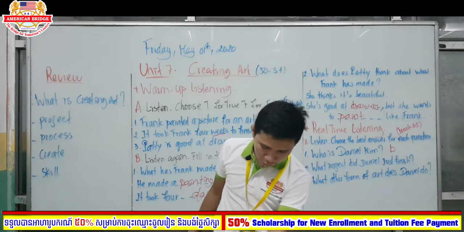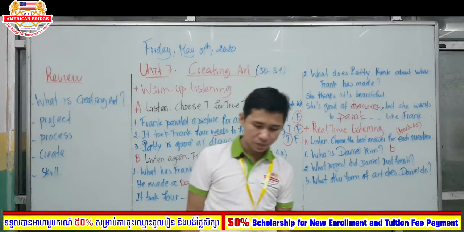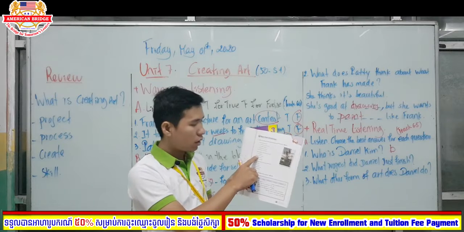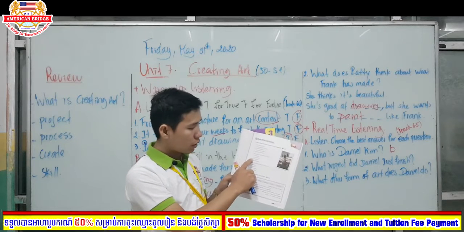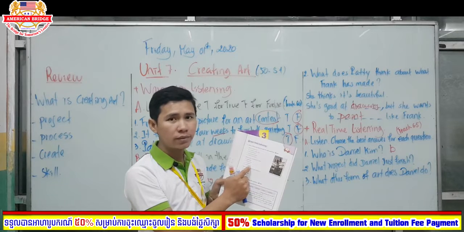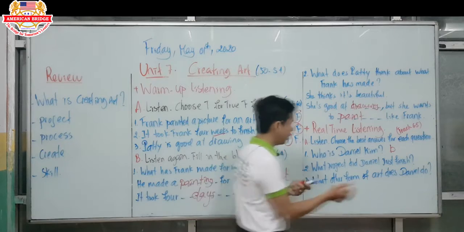How about number 2? What project did Daniel just finish? A, a painting. B, a short story. C, a sculpture. D, a photograph. All right, the answer is letter C. It is a sculpture.